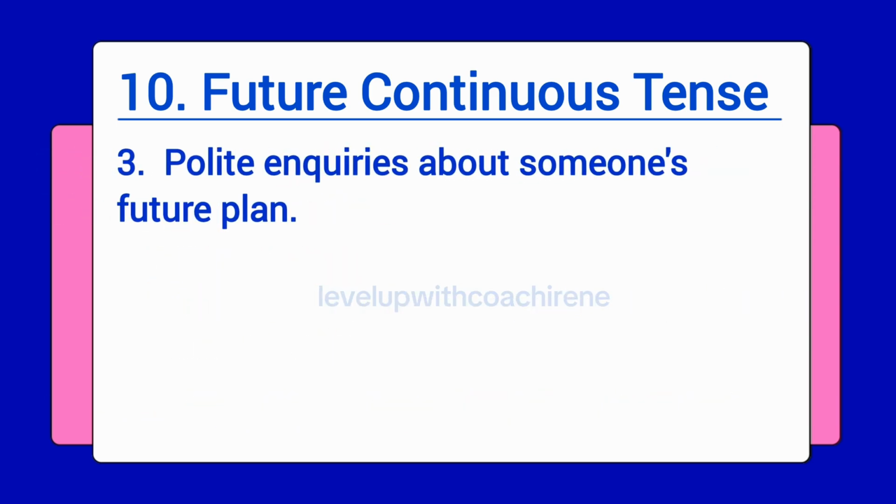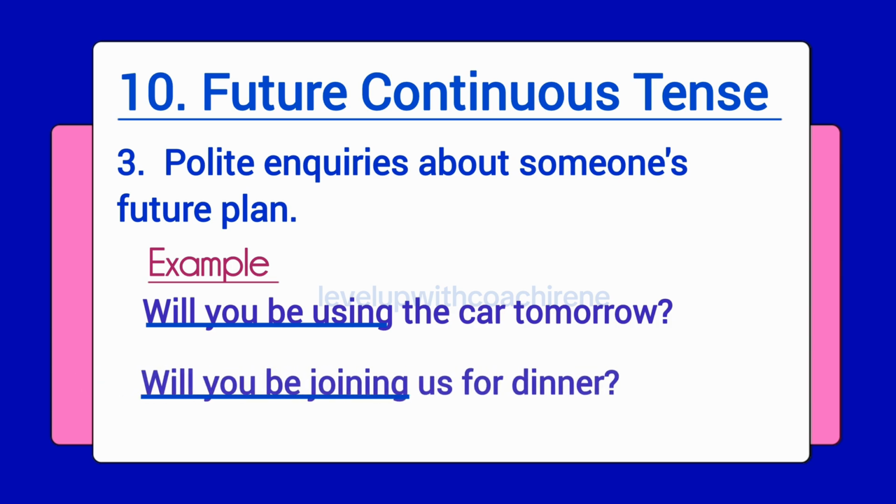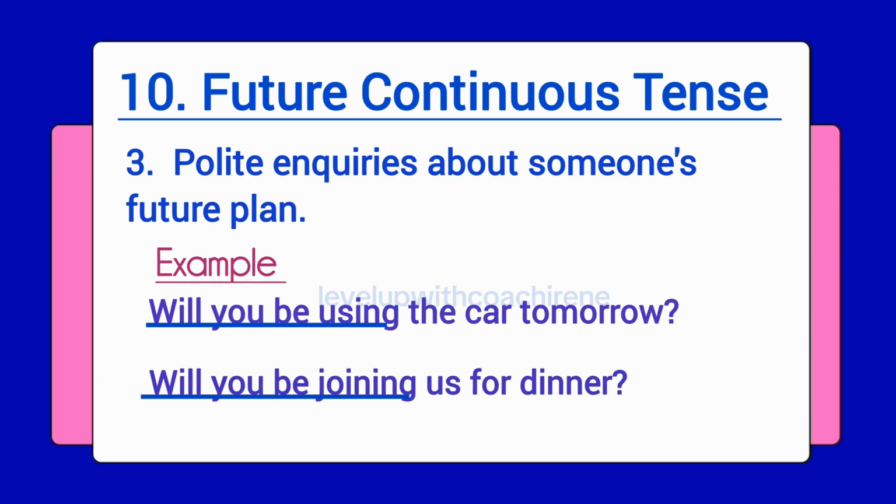Number 3, it is used for polite inquiries about someone's future plans. For example, will you be using the car tomorrow? Will you be joining us for dinner?